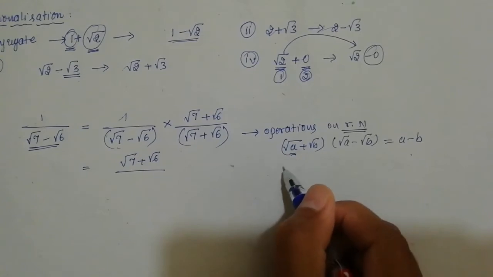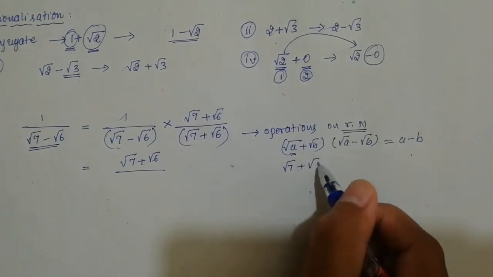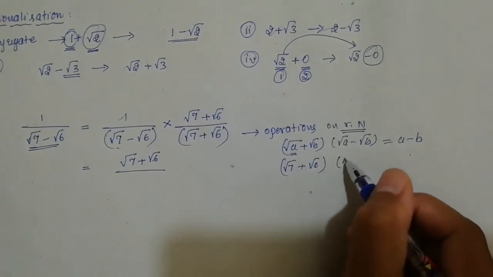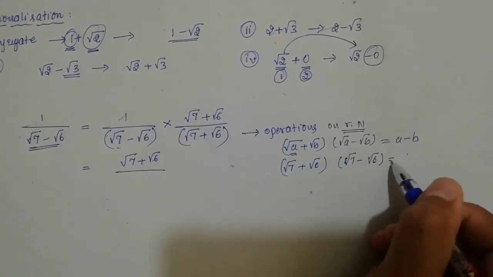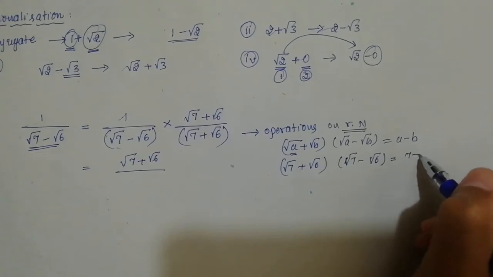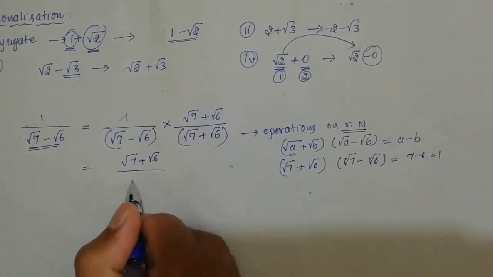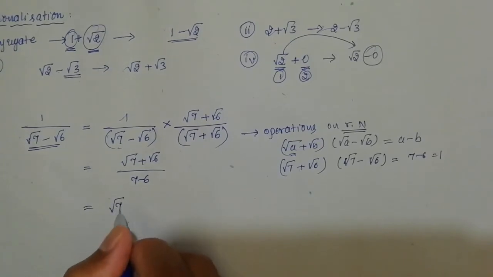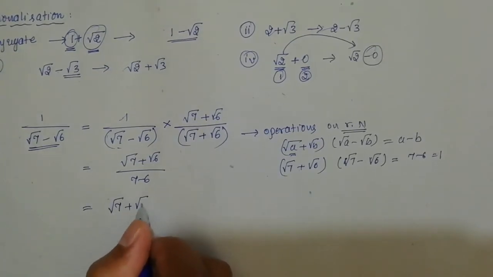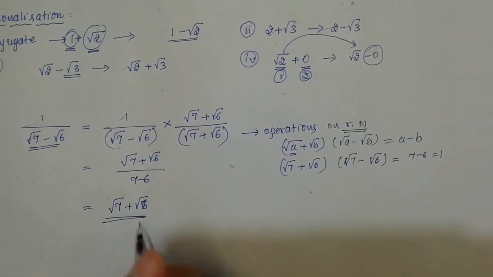Here root 7 plus root 6 is present into root 7 minus root 6. So this will become just 7 minus 6. 7 minus 6 means 1. So that's why the final answer is root 7 plus root 6.